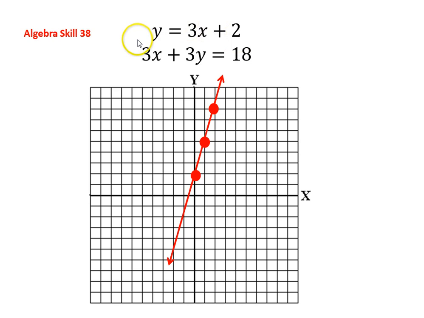Now we're going to graph the line 3x plus 3y equals 18. Notice this equation is not in slope-intercept form. This equation is in standard form. So what that means is that I do not know what the slope or the y-intercept of the line is for this equation. But since it is in standard form, I can find the x and y intercepts relatively easy, at least easier than finding the slope.